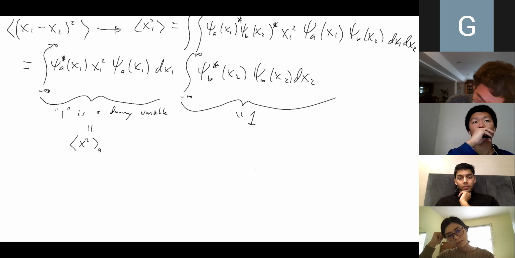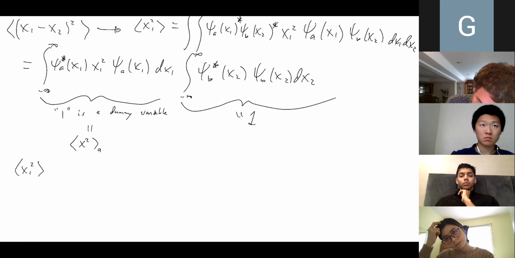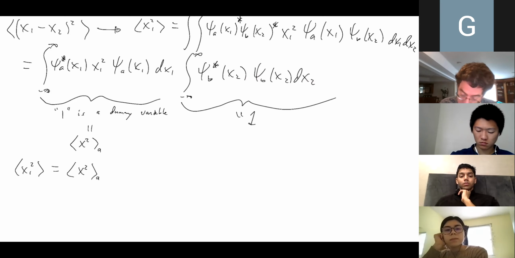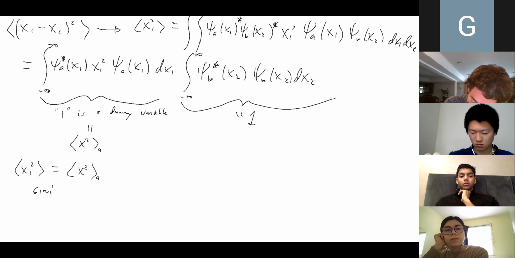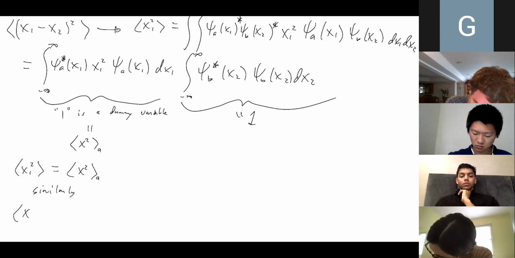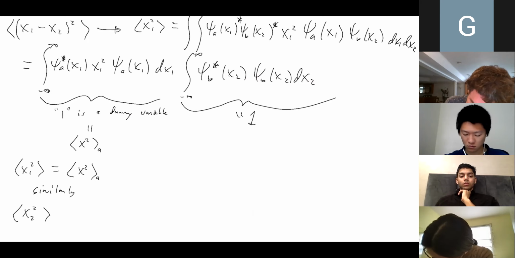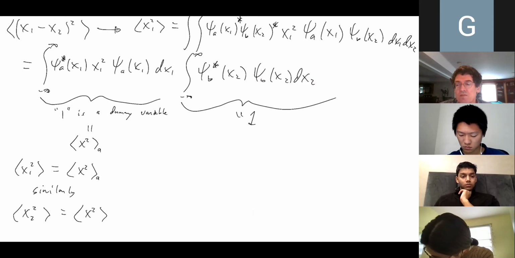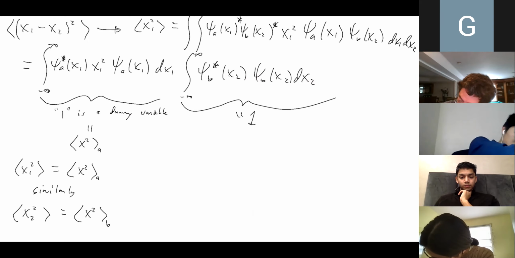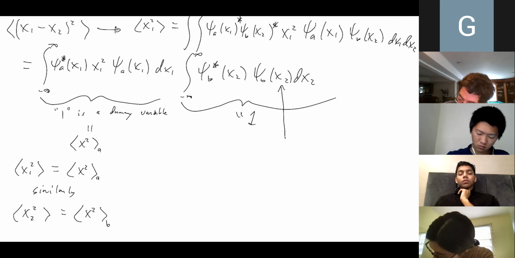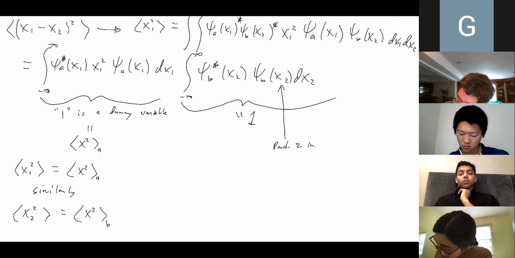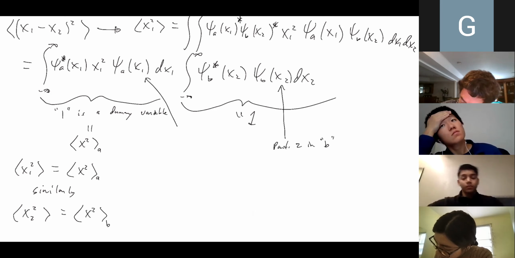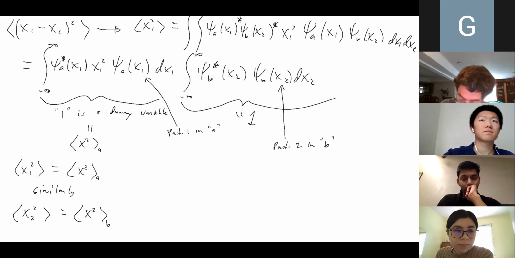All right, and so we see then that the expectation of x1 squared is just equal to x squared for state A. And then if we did the same thing similarly, if we calculate the expectation value of x2 squared, then that would equal what? X squared in state what? State B. Yeah. And the reason is that particle 2 is in state B, whereas particle 1 is in state A.